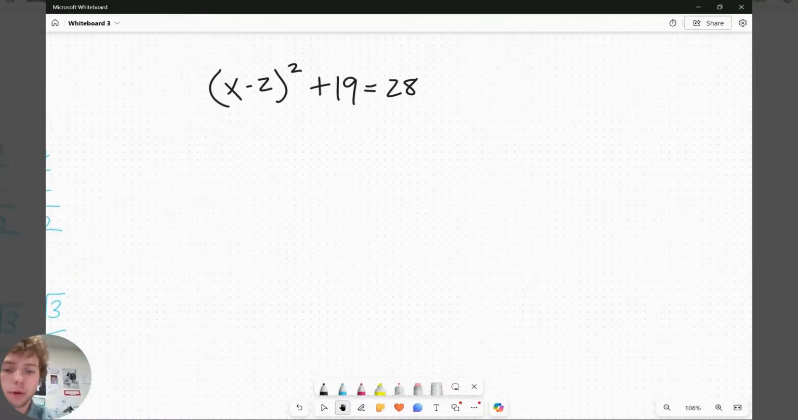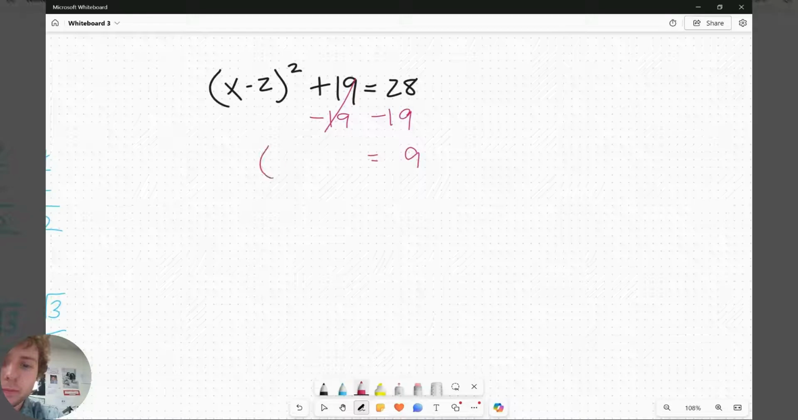Looking at 2 more problems, here's the next one. Notice we have these parentheses, and just like we were doing, I would still try and get the x by itself. The way that we got x by itself on all of those other problems was just by moving everything. So I'm not really going to do too much here. I'm just going to move the 19. X minus 2 squared is equal to 9 now.